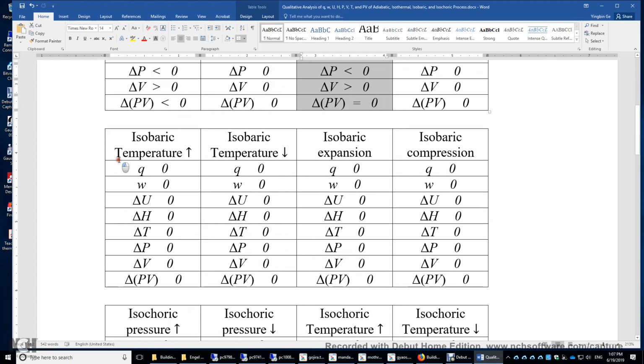How about isobaric, an isobaric process in which temperature increases? Well, in an isobaric process, delta P is 0.